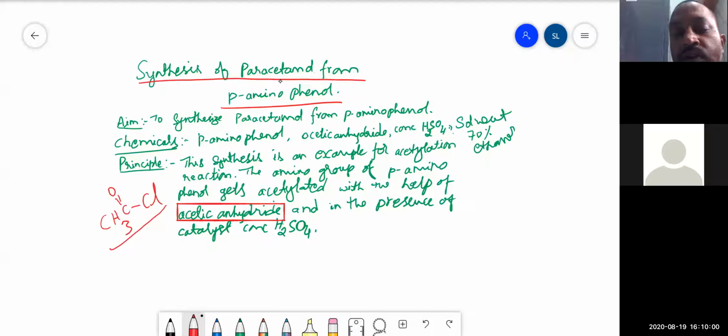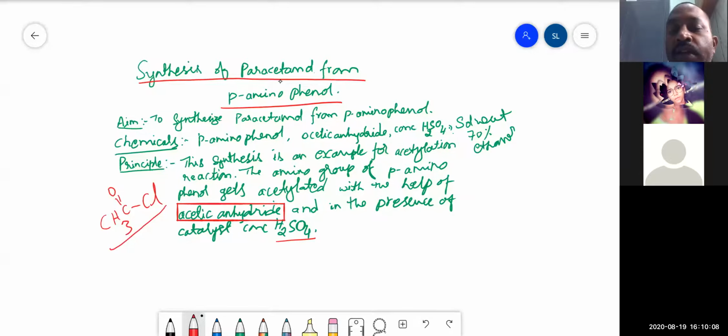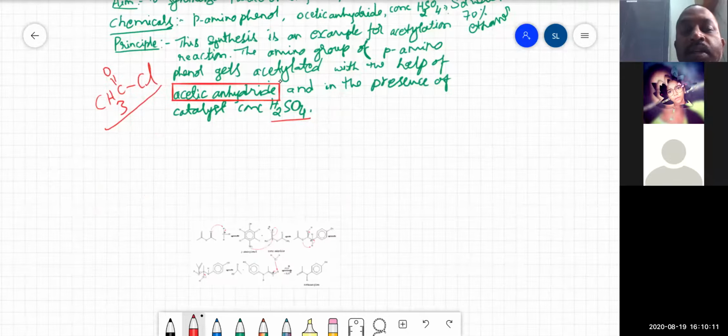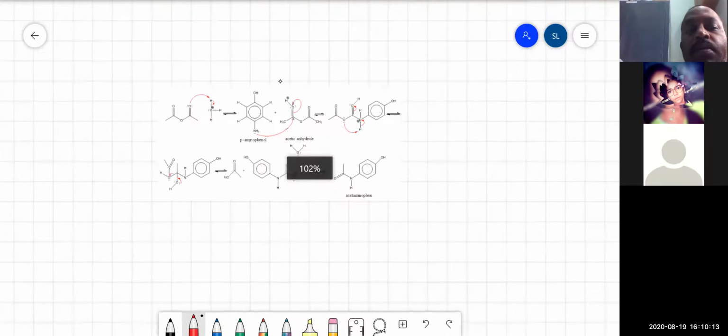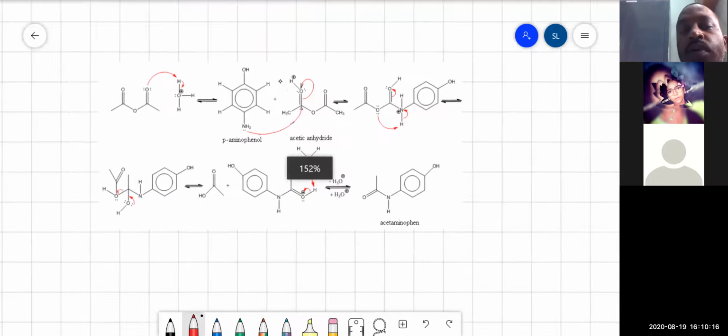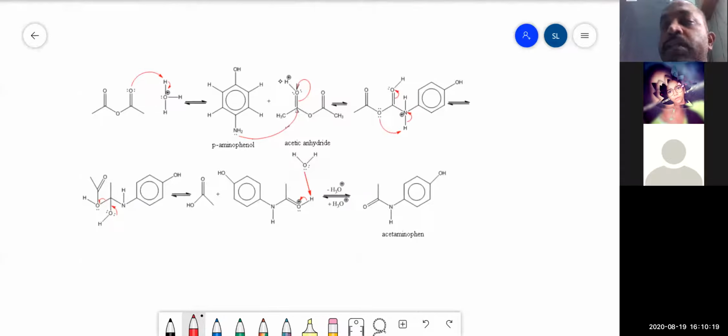And we use a catalyst here, an acid catalyst, that is 2 to 3 drops of concentrated sulfuric acid. And coming to the mechanism of how the acetylation occurs on the para-aminophenol, look into the structure. So this compound is para-aminophenol, and this is the catalyst that we are going to use, that is the acid catalyst, concentrated H2SO4.